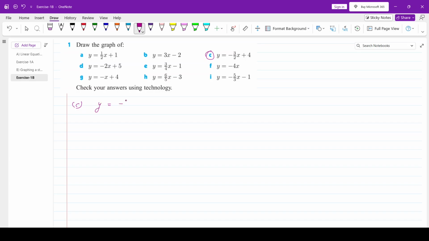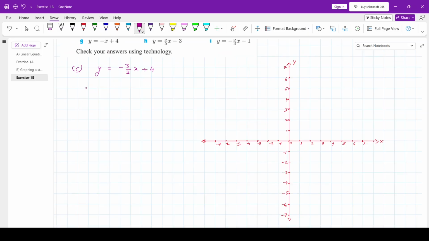y is equal to minus 3 by 2x plus 4. We can say the y-intercept, c, is equal to 4, and that's this point. We can also say m is equal to delta y divided by delta x is equal to minus 3 by 2. This means when we move 2 units in the x direction, we move minus 3 units in the y direction from this point.